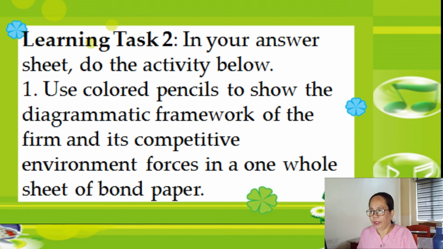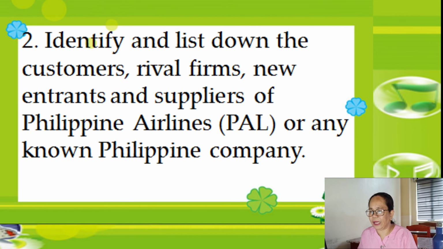For your learning task number 2, in your answer sheet, do the activity below. Use colored pencils to show the diagrammatic framework of the firm and its competitive environment forces in a one-whole sheet of bond paper. Identify and list down the customers, rival firms, new entrants, and suppliers of Philippine Airlines or any known Philippine company.